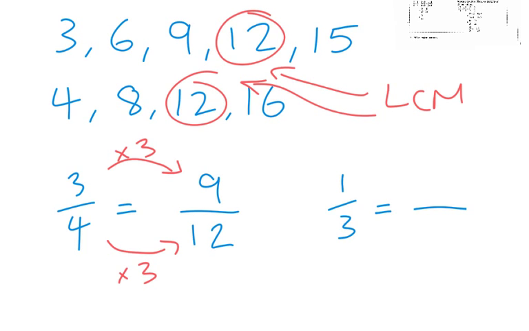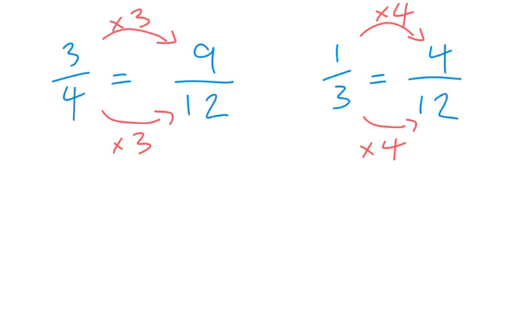I'm going to do the exact same thing on the right. The new denominator is going to be 12. How do I go from 3 to 12? Well, you actually multiply that by 4. What you do to the bottom, you have to do to the top. So I'm also going to multiply that by 4. And 1 times 4 is actually 4.